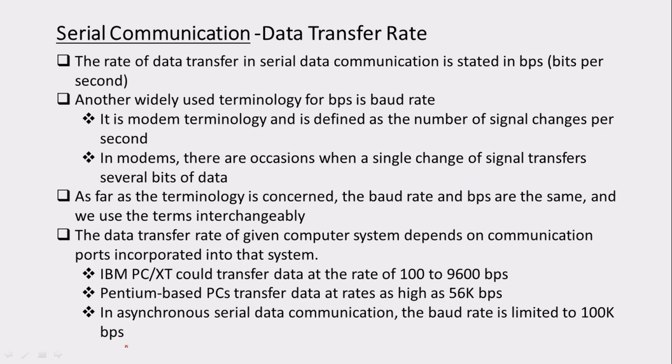In the lab sessions you will look into what this baud rate is. We have different baud rates: 2400, 4800, 9600, and 115200. The most widely used baud rate is 9600. So basically, baud rate is nothing but the number of bits transferred per second.